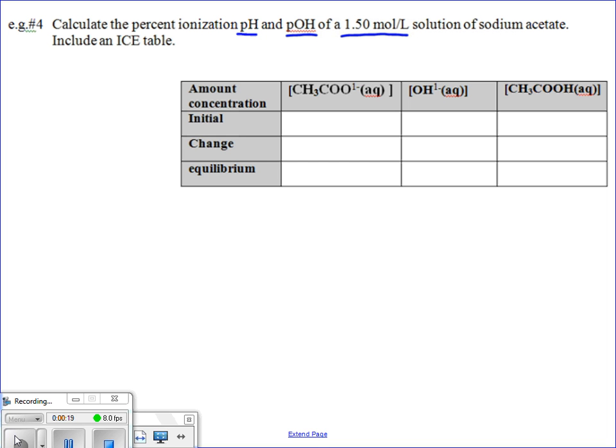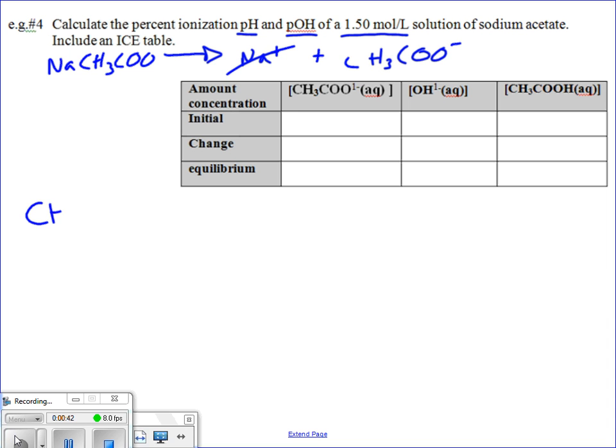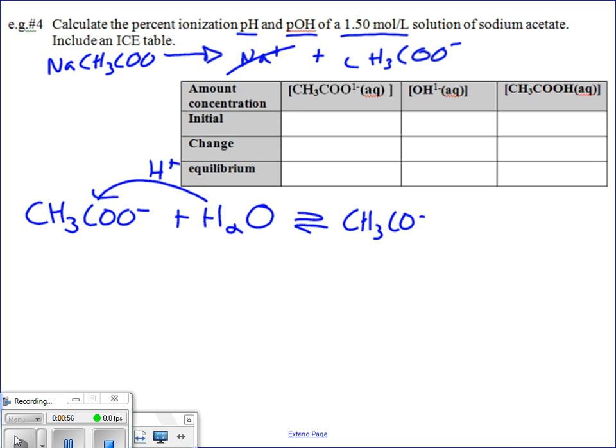This is an ionic compound, sodium acetate, NaCH3COO. So the first thing that's going to happen to it is that it's going to dissociate in water to form sodium ions and acetate ions. Sodium is a spectator, so I know it's not going to do anything. It's the acetate that's going to continue to react. So CH3COO⁻ plus water. For a modified Arrhenius, this is a base, so base steals hydrogen. So we're going to produce the conjugate acid, which is acetic acid, and hydroxide ions.